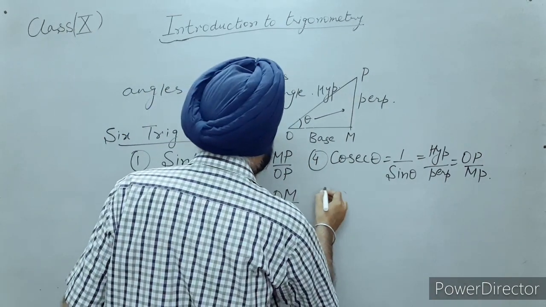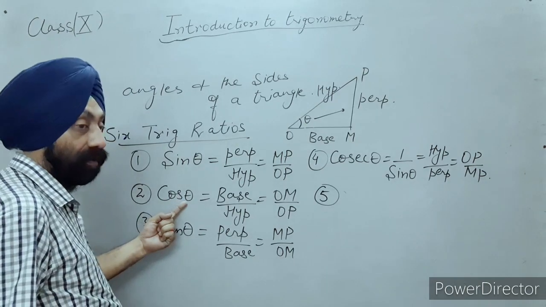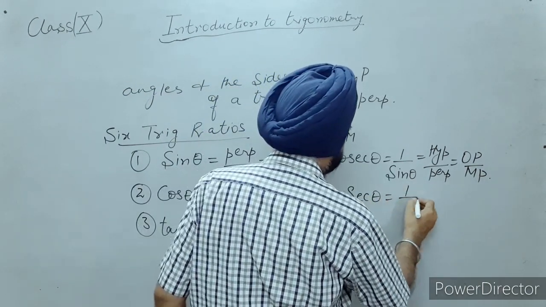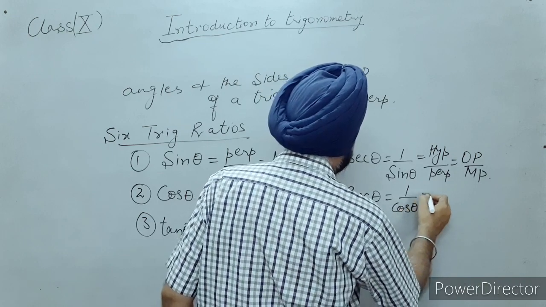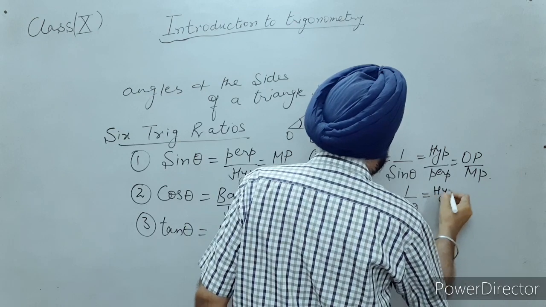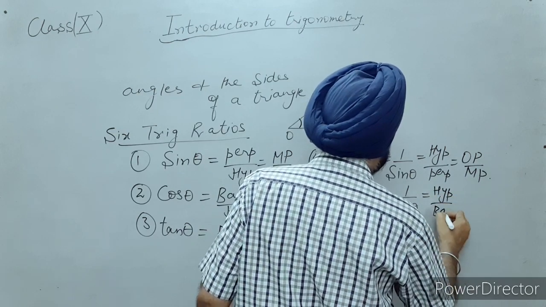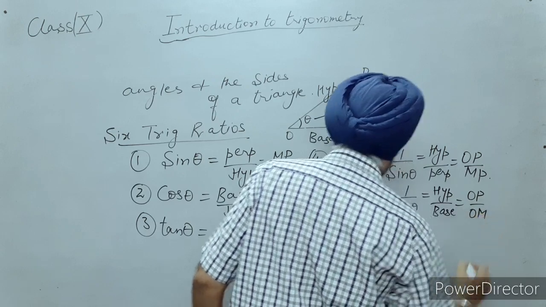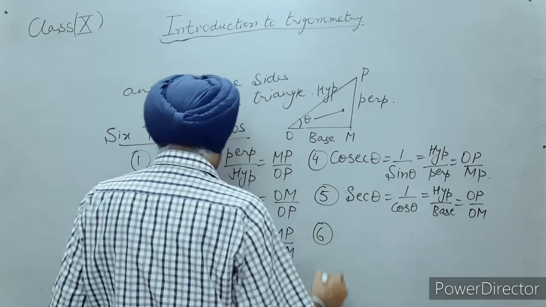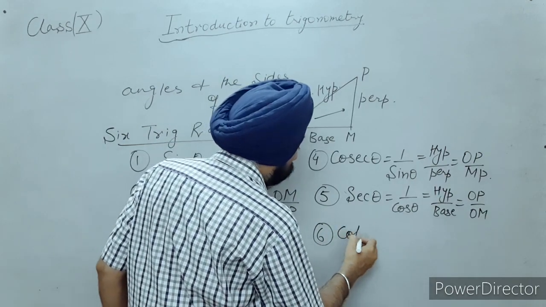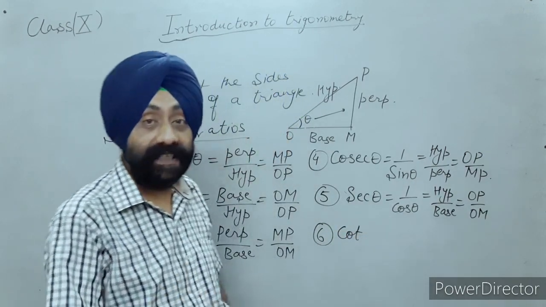Now the fifth one is the reciprocal of cos theta. This is called secant theta. Reciprocal of cos theta, which means it's hypotenuse upon base. Hypotenuse is OP, base is OM. Now the sixth one is tan theta. The reciprocal of tan theta is cot theta, or we call it cotangent theta.